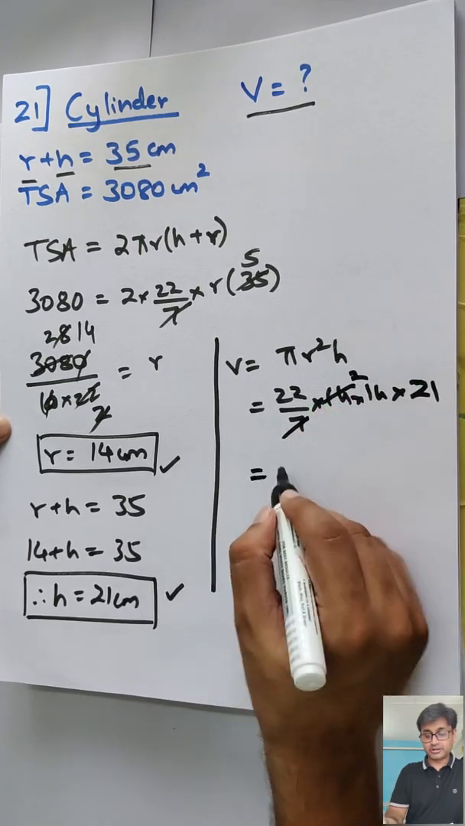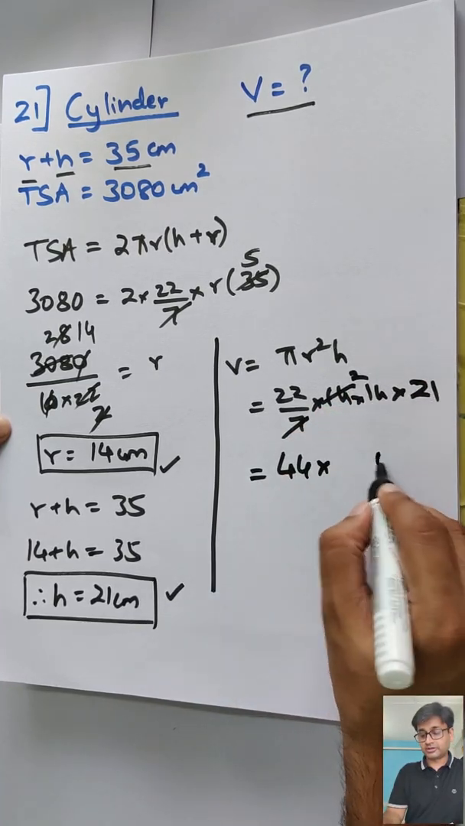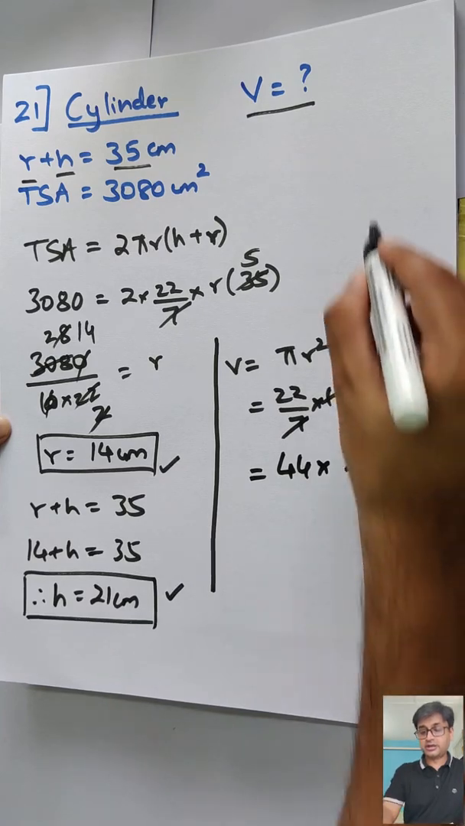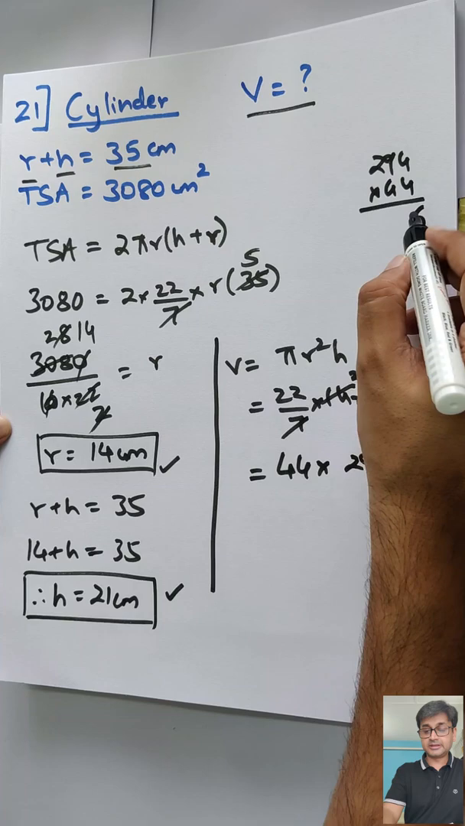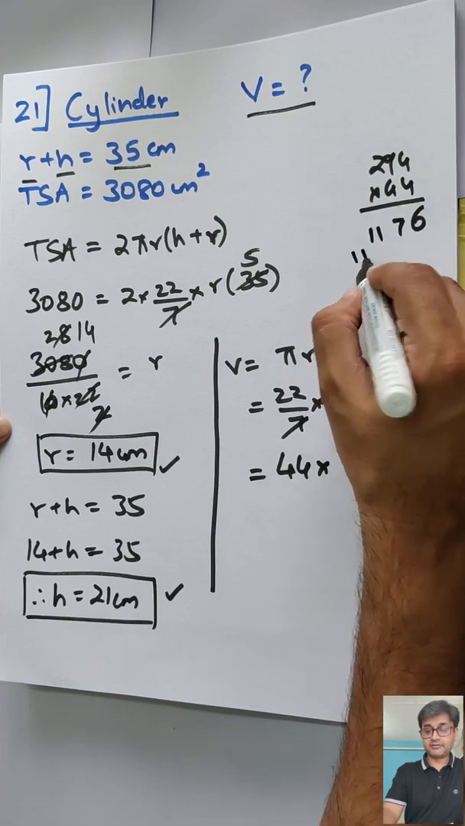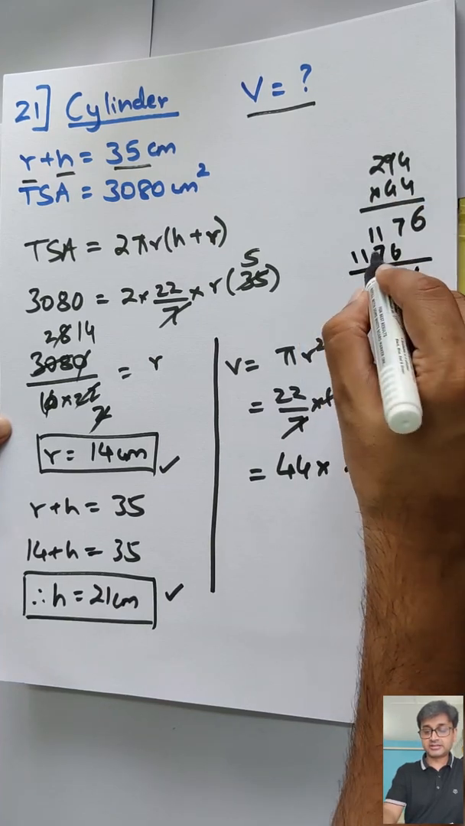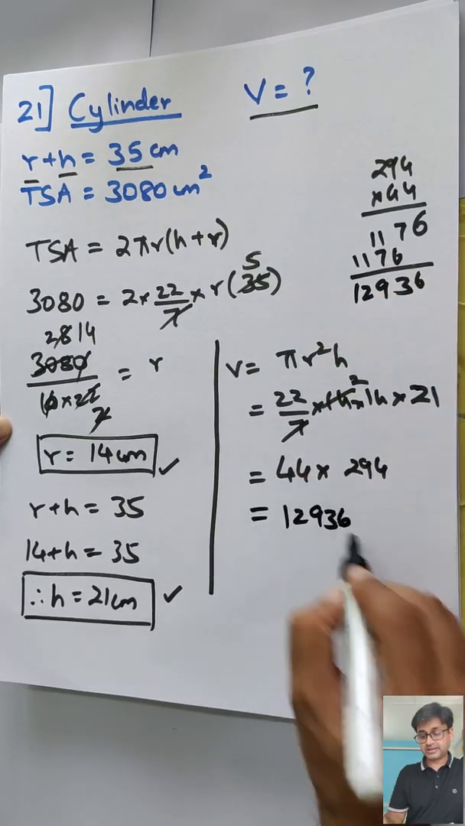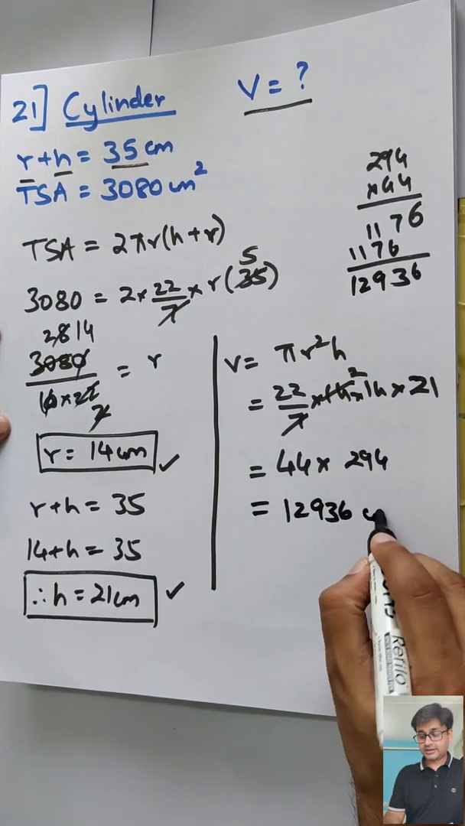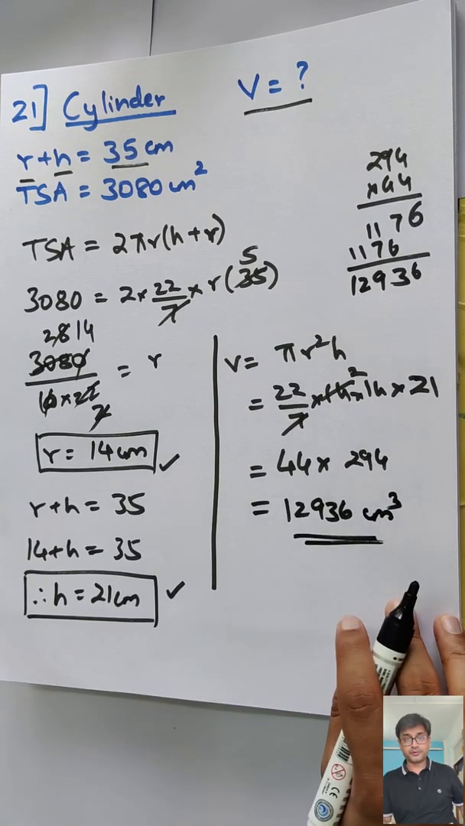So 7 ones are 7, 2 sevens are 14, 2 twos are 44, into 14. 4 ones are 4, 4 fours are 16, 1 and 6 is 7, 294 into 44. So I get 12936 centimeter cube, since it's volume.